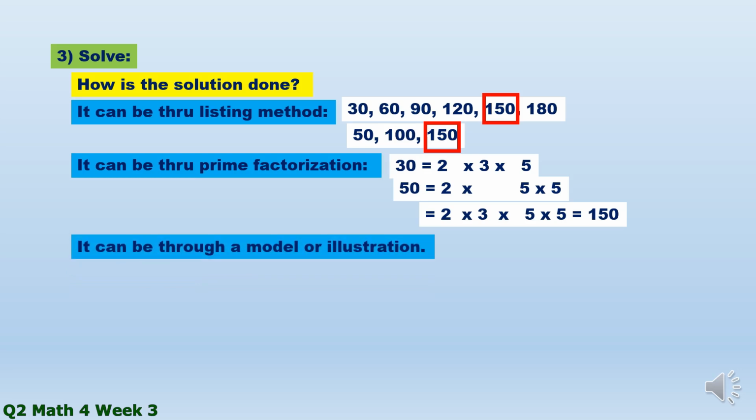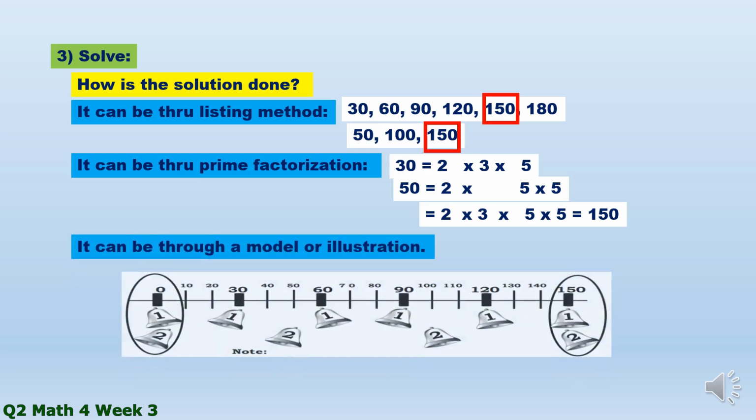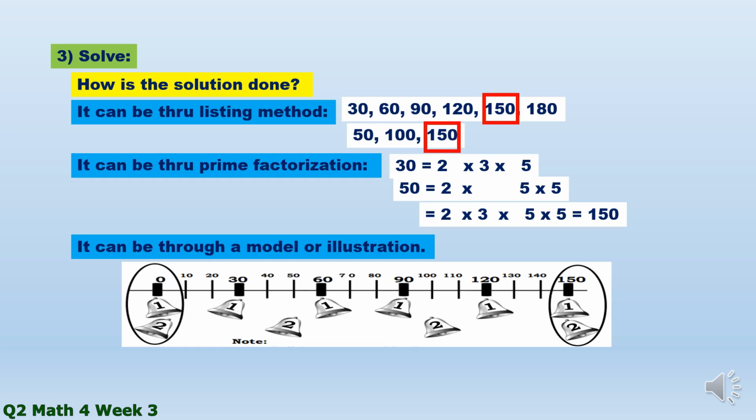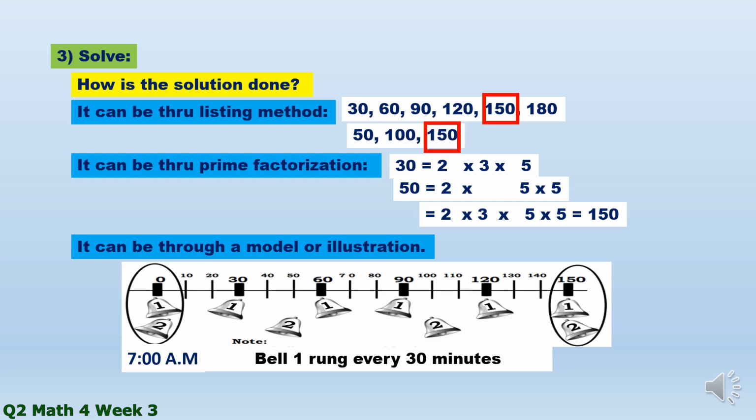It can be through a model or illustration. 7 a.m. or 7 o'clock in the morning, sabay na tumunog ang bell 1 at bell 2. Bell 1 rang every 30 minutes and bell 2 rang every 50 minutes. Anong oras kaya tumunog uli ng sabay ang dalawang bells?